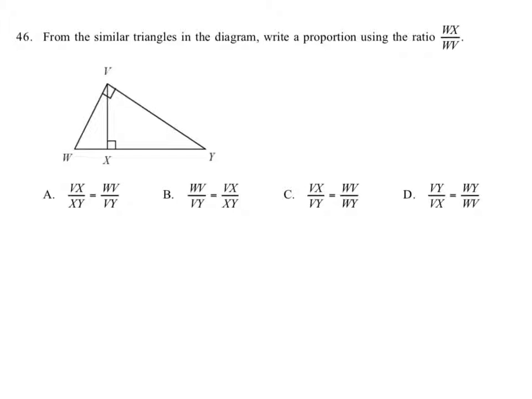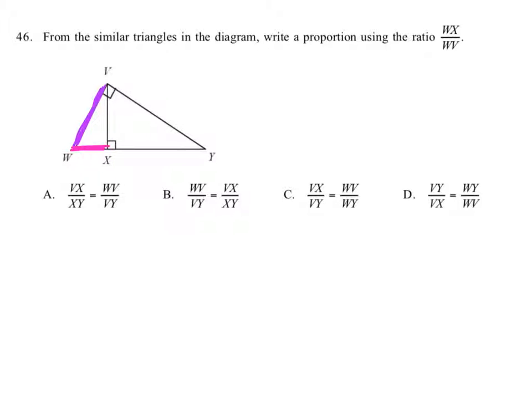Okay, this is super straightforward, and I hope you'll be able to see it. What they're doing here is they're saying, from the similar triangles in the diagram, write a proportion using the ratio that they're using, which is, and I will highlight it here for you in colors, W to X, and W to X is this side right here, over WV, and WV is this side right here.